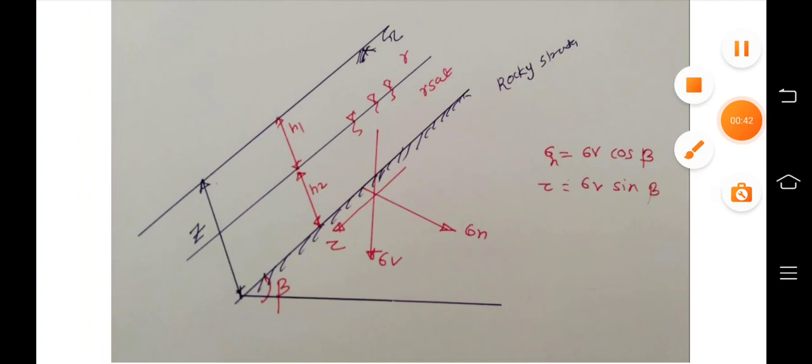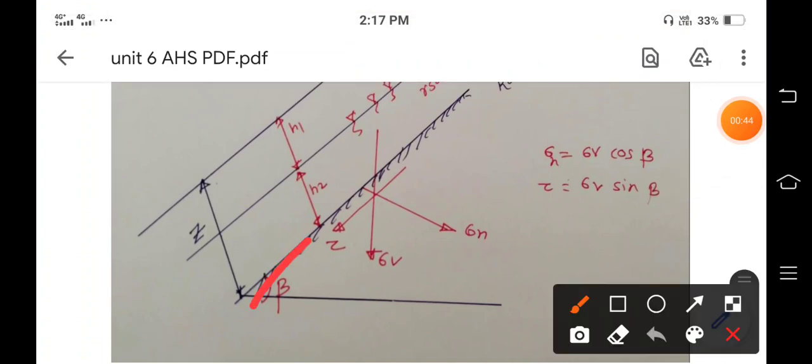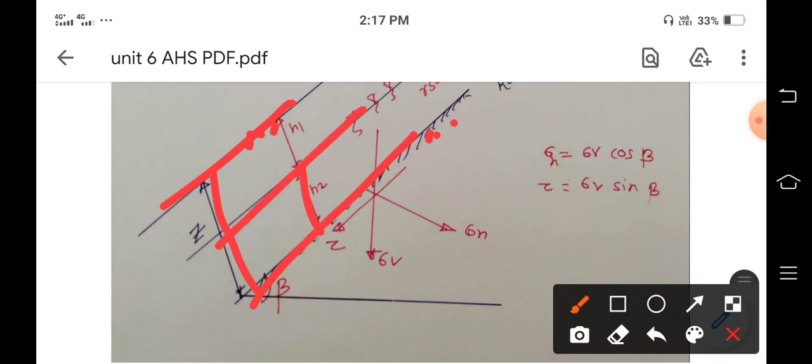So this is our infinite slope. This is the bottom layer. Okay, this is made up of hard strata, and this is the top layer. The total thickness will be Z. Okay, and let us assume that the water table occurs at, say, depth h1 below ground level, and h2 from the hard strata.